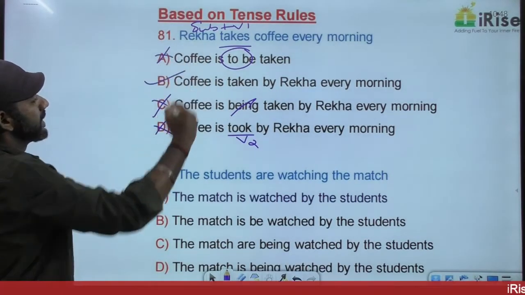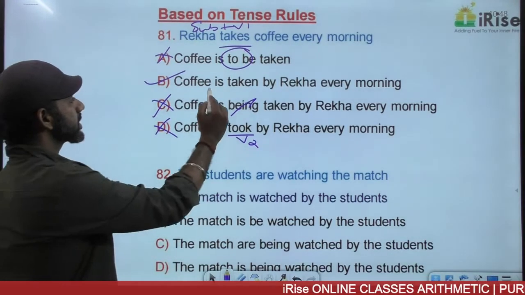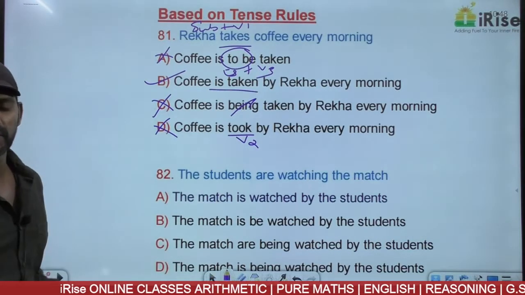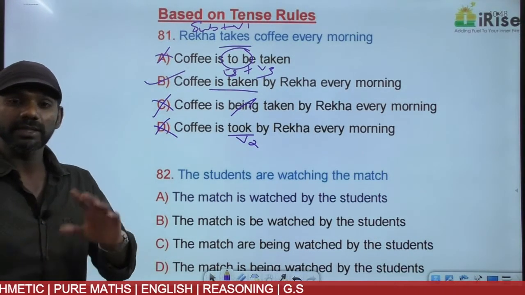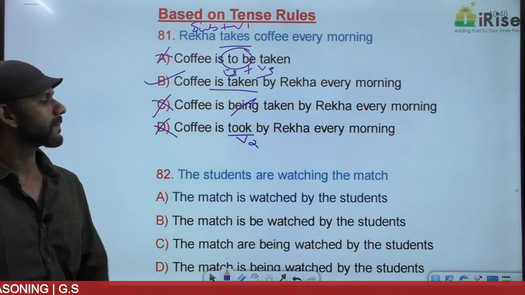Come to Bombay. Coffee is taken by Rekha every morning. Is taken is plus V3. Is plus V3 is simple present passive voice. Now, voice is not based on the usage part. It's based only on the structure part. We need to focus only on the structures of the categories of tenses.